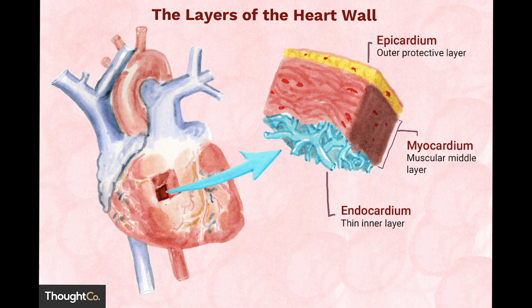The heart is made up of 3 layers, visible when dissected. The epicardium, which is the most superficial and protective layer of the heart, the myocardium, the thick muscular middle layer, and lastly, the endocardium, the innermost layer of the heart.